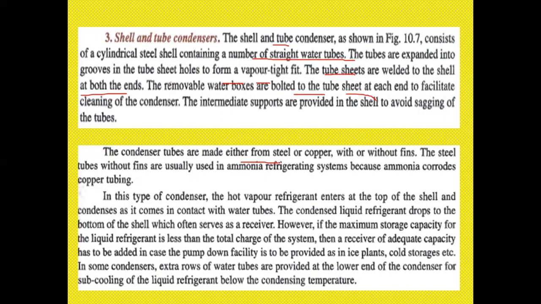However, if the storage capacity for the liquid refrigerant is less than the total charge of the system, then a receiver of adequate capacity has to be added, in case a pump down facility is to be provided, as in ice plants. In some condensers, extra rows of water tubes are provided at the lower end of the condenser for subcooling of the liquid refrigerant.